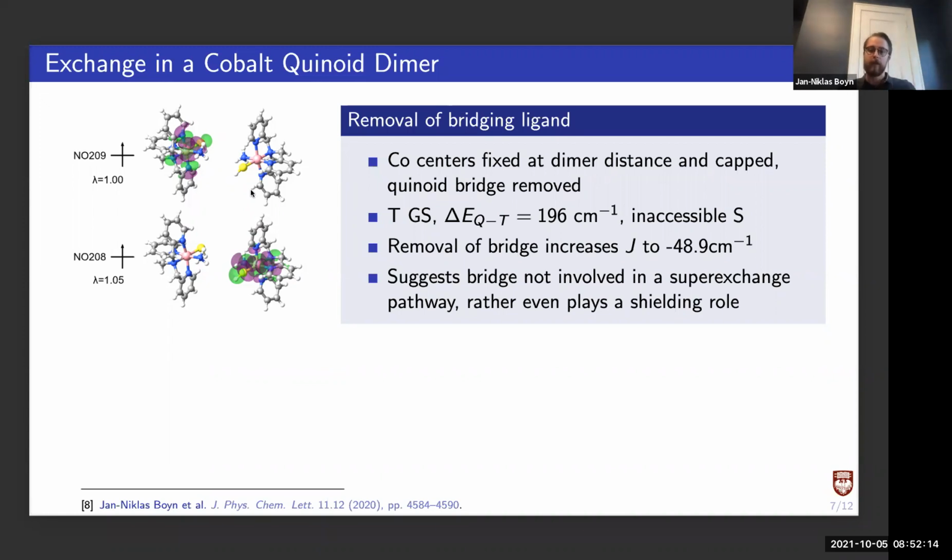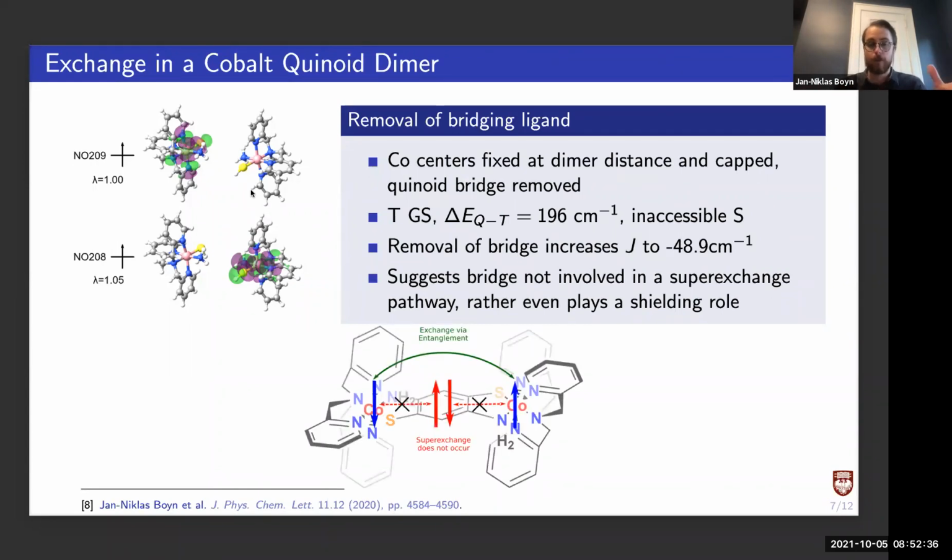So indeed, removal of the bridge actually leads to our J value increasing by about a factor of 20. So we get a J value of -49 wave numbers instead of 2. This really suggests that the linker isn't involved in any kind of superexchange pathway, but rather even plays a shielding role. And overall, we actually have this exchange coupling that happens by entanglement rather than superexchange, which does not take place.